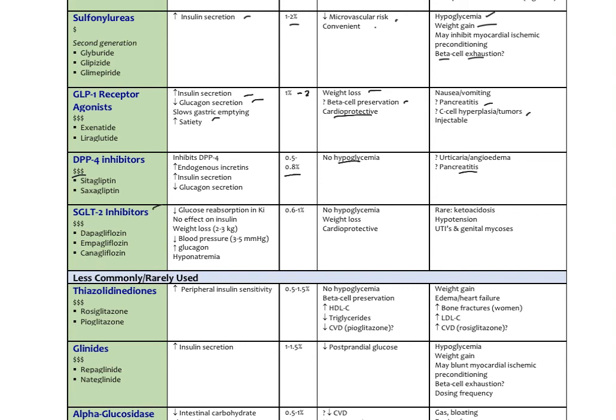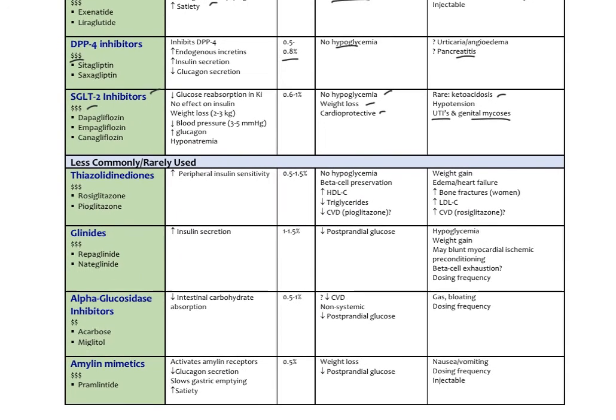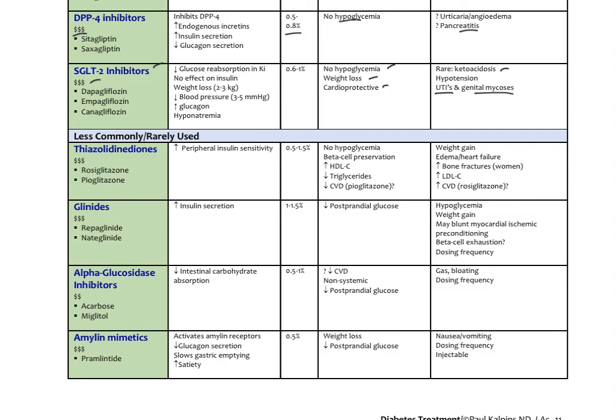And then SGLT2s, the new darlings on the block, very expensive, still on patent, but they work by increasing the spillage of glucose in the urine, not causing hypoglycemia, but causing weight loss, decreasing blood pressure, and they're cardioprotective. Rarely, though, we might see ketoacidosis, but also potential for UTIs and genital mycoses with the SGLT2s. And then the other ones are much less commonly used, so I won't go through those. But this is kind of a list of the typical agents.